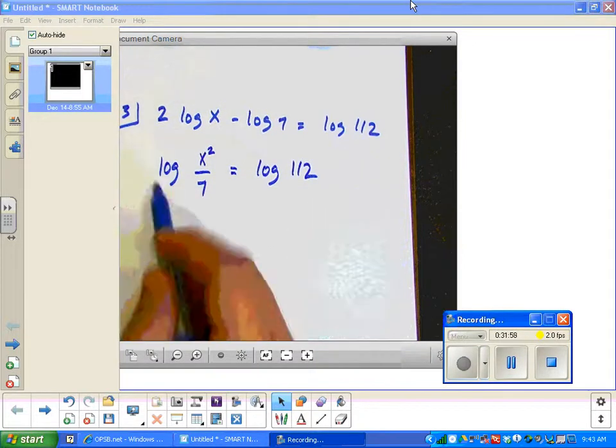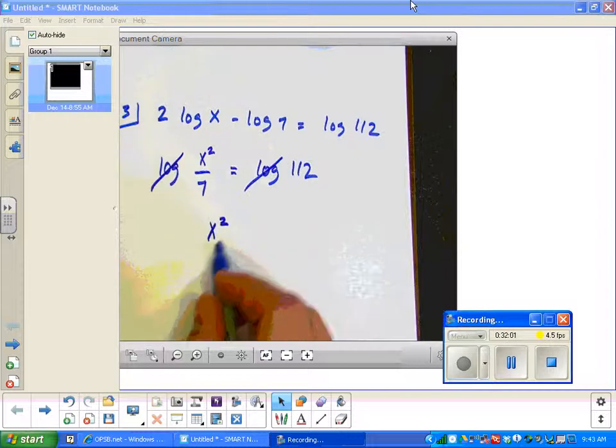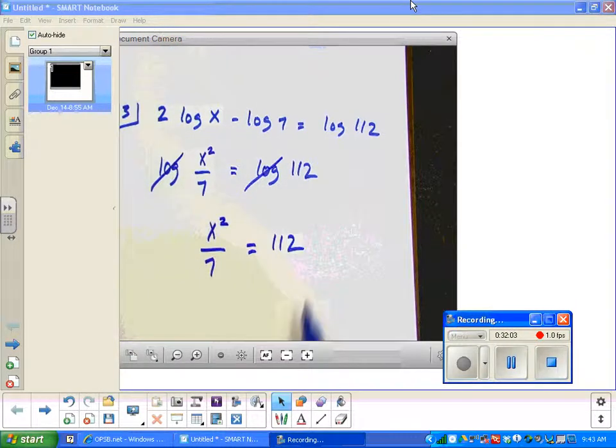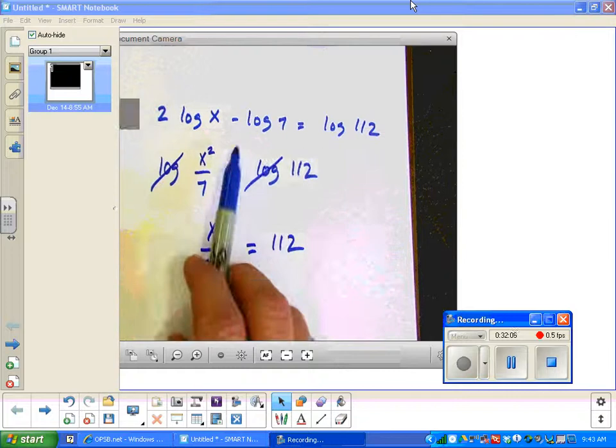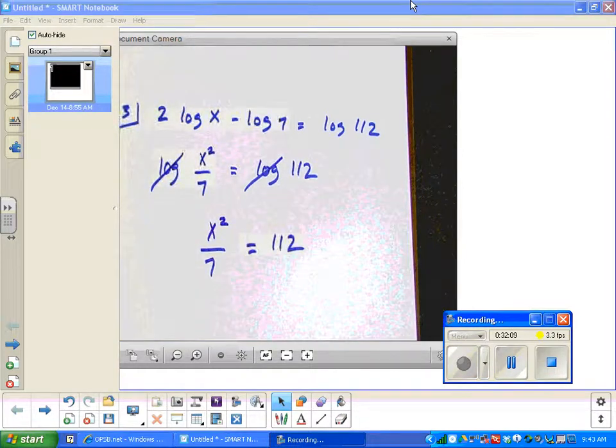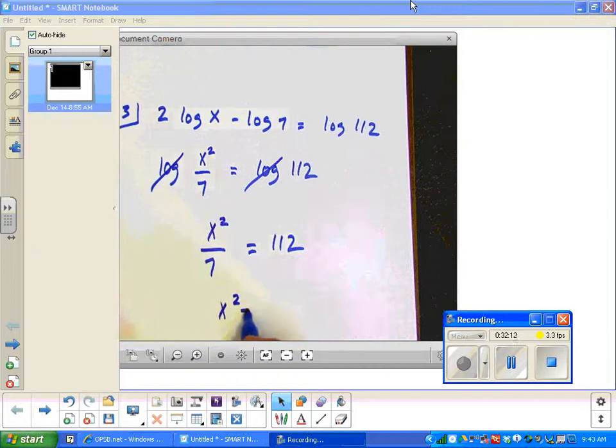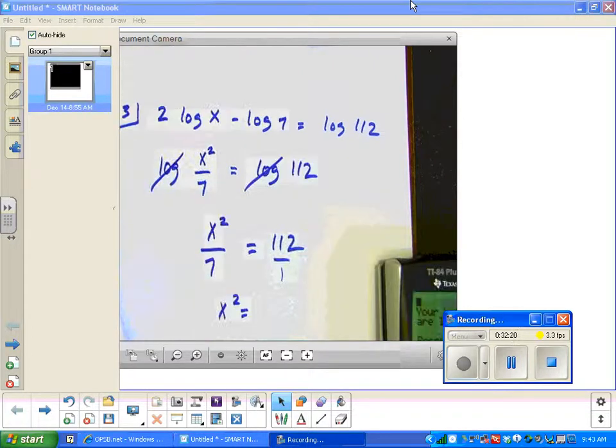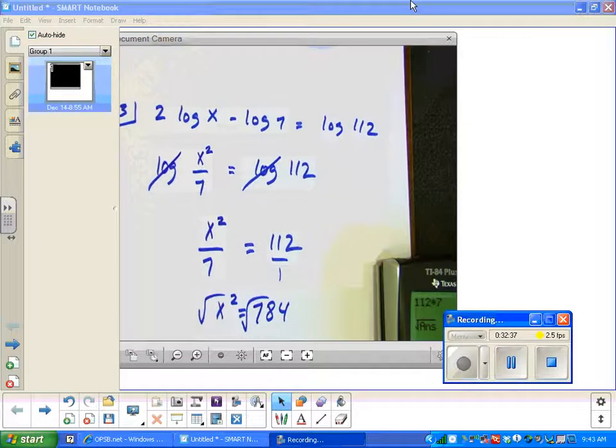Now we can cancel out on both sides. Okay, so we get x squared over 7 equals 112. Right, cross multiply. And a lot of times when you use the quotient property, that's what you're going to end up doing, is you're going to cross multiply. So you get x squared equals whatever 112 times 7 is. Let's see. 112 times 7. And then what about from there? Square root. Okay, so square root of that, 28. Okay, now really we should say plus or minus.